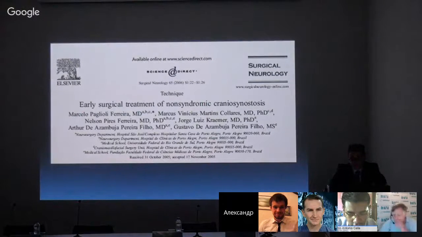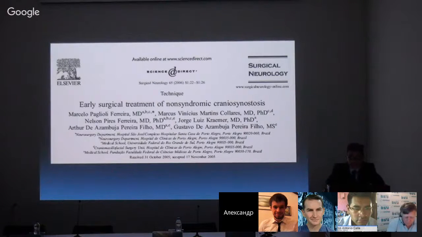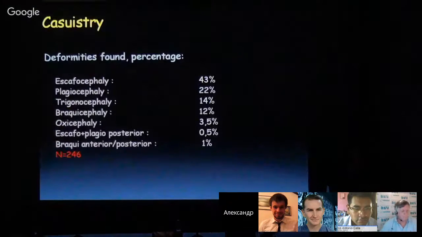In 2005-2006, an article from our group was published about the early surgical treatment of non-syndromic craniosynostosis. At that time, we did surgery in very young children with low weight, and we lost 2 patients because the anesthesiologist and the surgeon were both unable to handle the blood loss. So at that time, we started to do the surgery at least at 6 months.